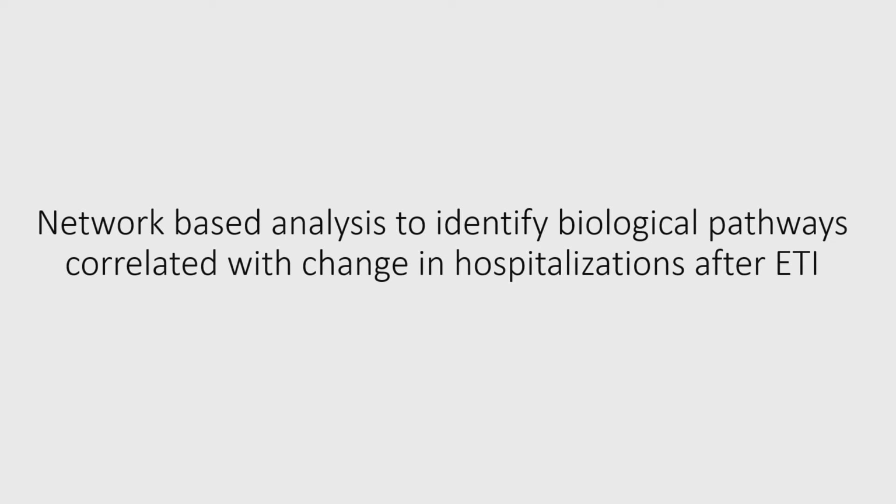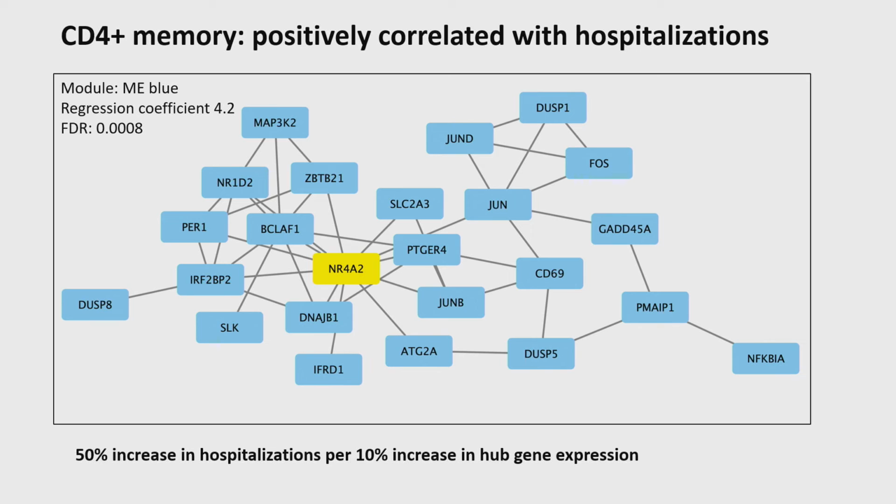Those were looking at individual genes. We also wanted to look at network analysis so that we could look at groups of genes that might fit into biological pathways that would then correlate with change in hospitalizations after starting on Trikafta. What we used was WGCNA, and this is a module that came out highly significant. This is the Emmy Blue module. It's for the CD4 memory group. What you can see in this group is that the regression coefficient is positive. That means that an increase in these genes was positively correlated to an increase in hospitalizations.